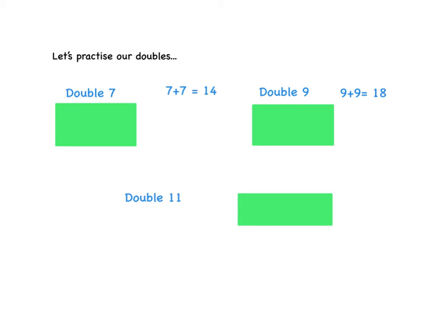Okay, what about double 11? Have a little think. Double 11 is 11 plus 11, which makes 22. Now we're going to have a try and do some bigger numbers.